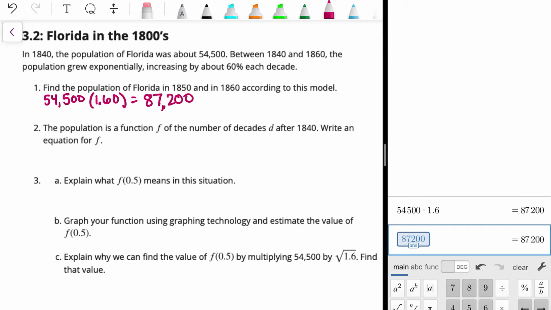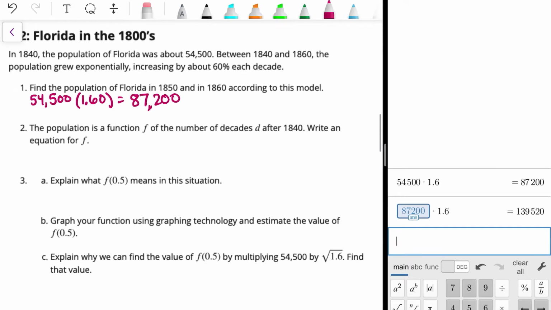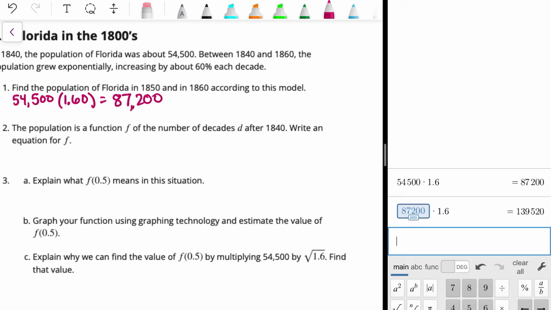And then we can take that answer and multiply by 1.6 again because it's going to grow by 60%. So this is for 1850, and then for 1860, we have 87,200 times 1.6, which gives us 139,520 people. All right. So in part 2, the population is a function f of the number of decades.